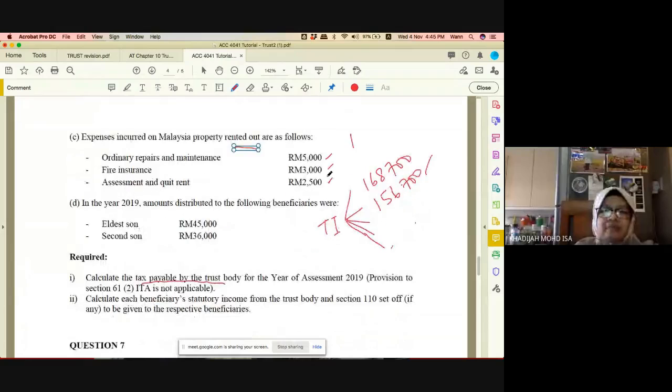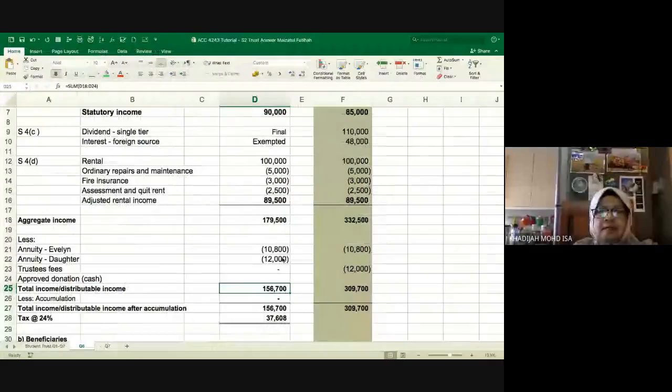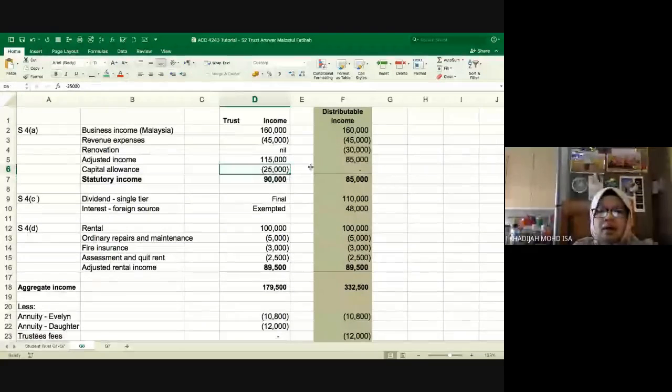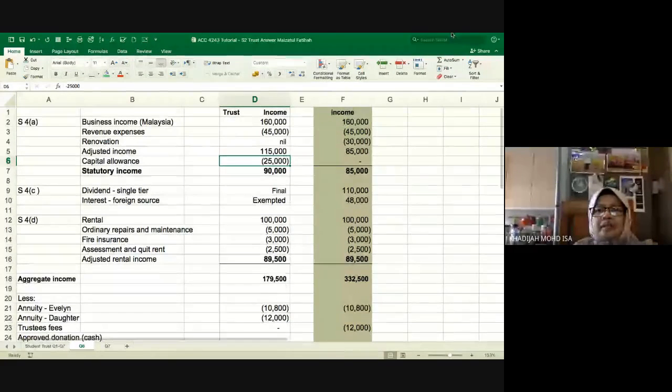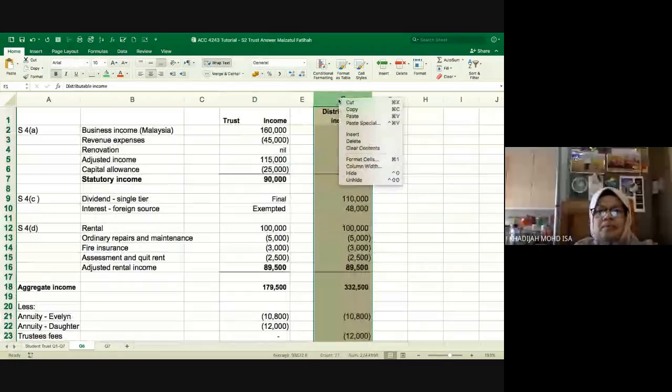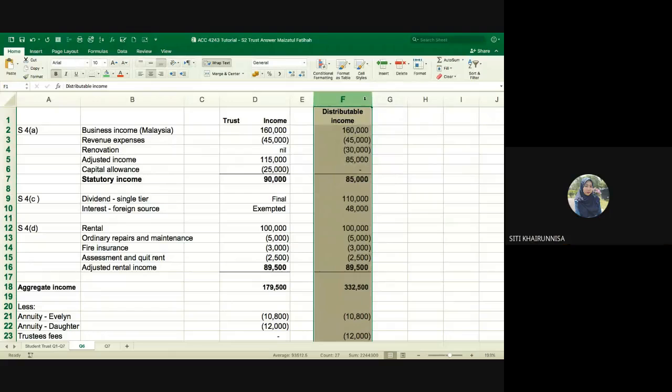And then this is the amount that you actually received. And why is it important? Because this one is a discretionary trust. Then you have to compare whichever is lower. Betul? Okay. So calculate the tax payable by the trust body. So in this case, I think that the format, okay. Do you need to compute distributable income? No need. Right? So I will block this. Kenapa you tak payah kira distributable income? Because doesn't have accumulation. No accumulation.